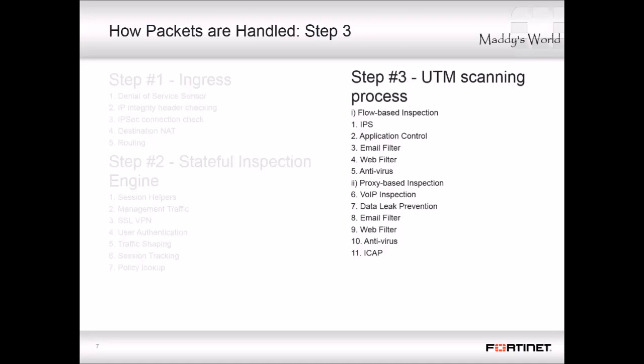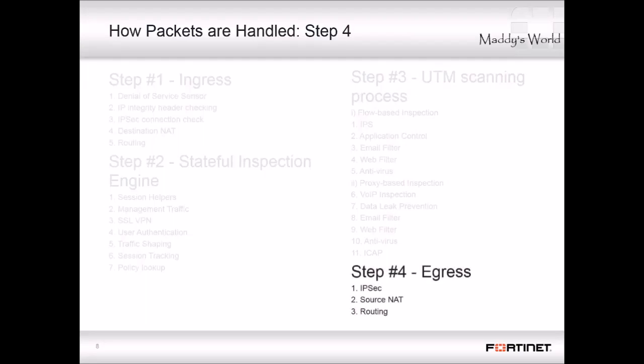After the unit finds a policy for the traffic to flow through, the security profiles kick in. There are 2 steps to UTM scanning: flow-based and proxy-based. Some profiles have options for changing their mode. We'll talk more about the differences between flow and proxy-based inspection later. The order of inspection is important. Each of these steps happen in order, and the next step only happens if traffic is not blocked by the previous step in the process.